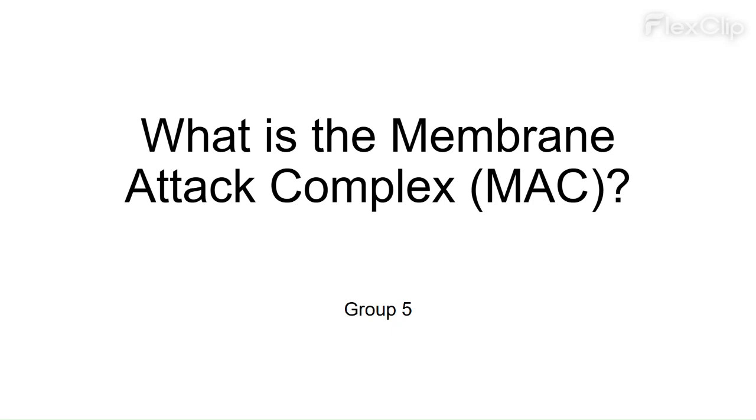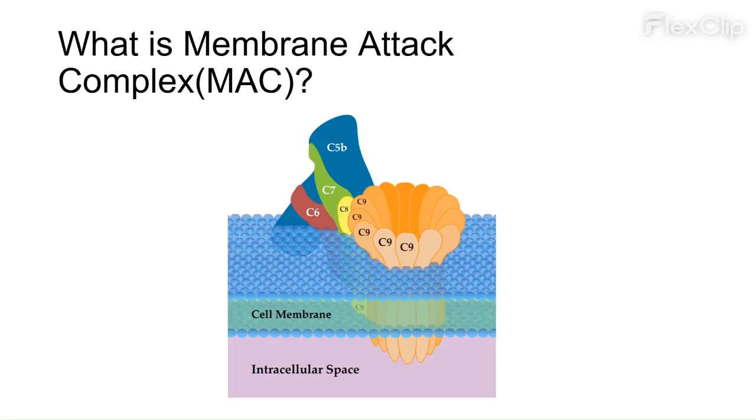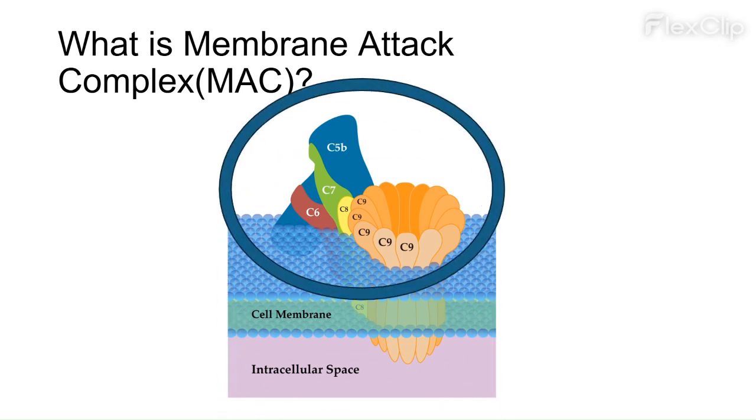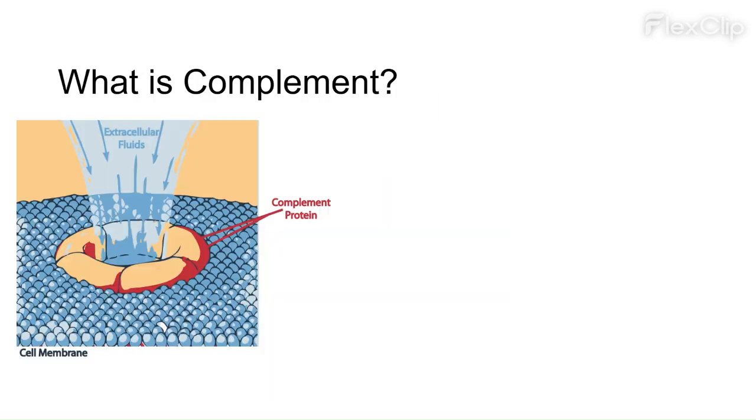Membrane attack complex. The membrane attack complex is the complement complex C5b6789. It is called MAC for short. Complement is a blood protein that, when activated, causes immune phenomena.